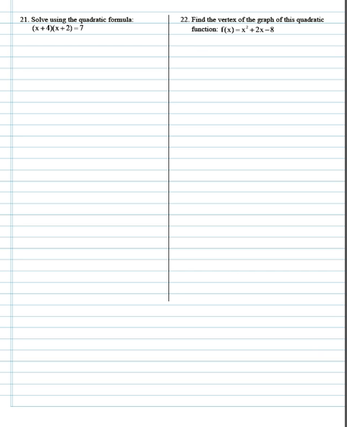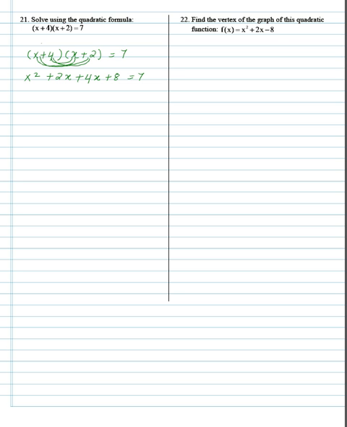They ask us to solve using quadratic formula, but it's not in the standard form. So let me FOIL this out. X plus 4 times x plus 2 is equal to 7. X times x, x squared. X times 2, 2x. 4 times x, 4x. 4 times 2, 8 is equal to 7.